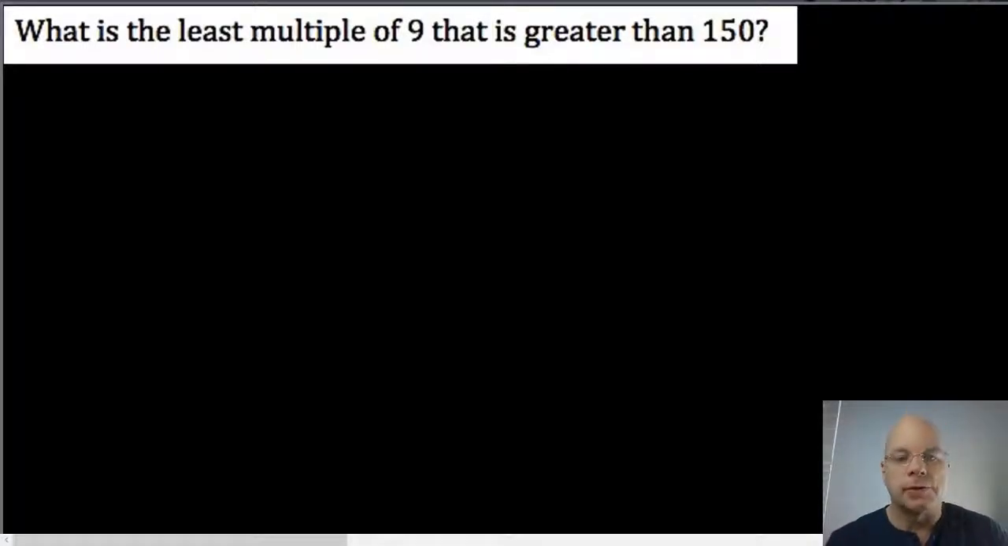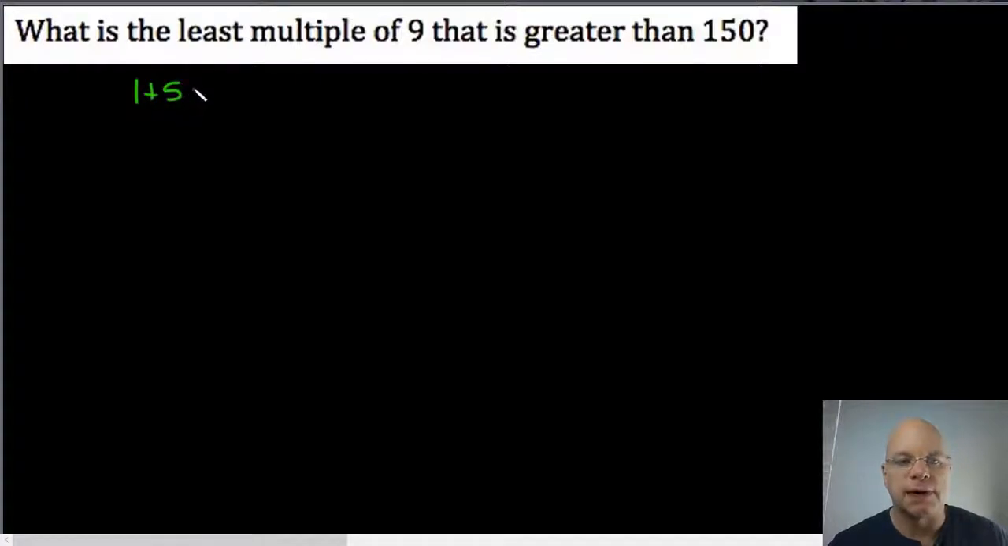Problem number 9 on your review is the easiest problem on the review, if you remember the divisibility rule for 9. Problem number 9 asks, what is the least multiple of 9 that is greater than 150? If we're finding a multiple of 9, that number must be divisible by 9. We've talked about that a lot, and so if you remember the rule for divisibility by 9, the sum of the digits must be a multiple of 9.